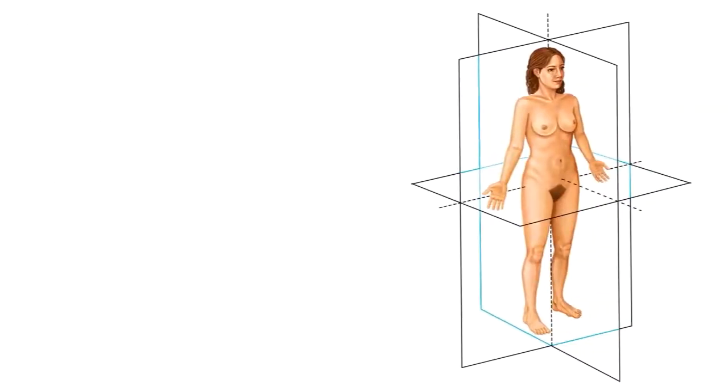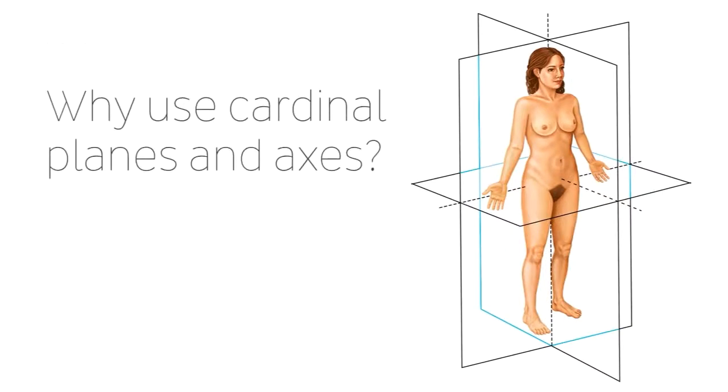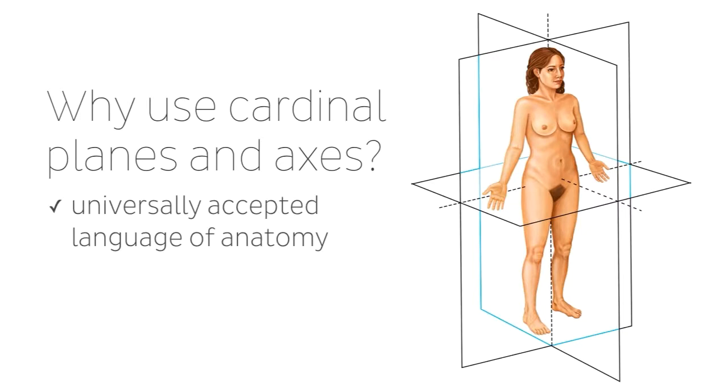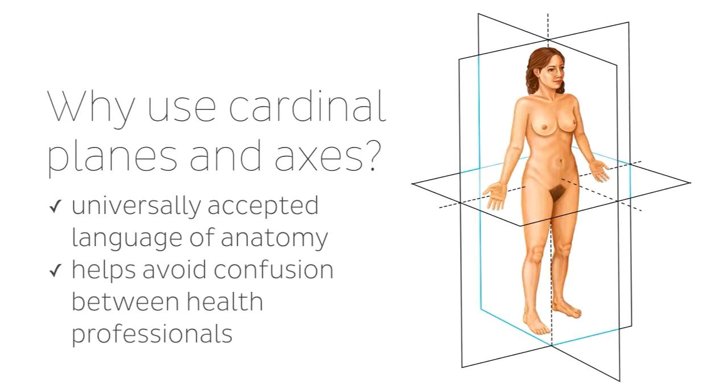So why do we use these cardinal body planes and axes? Well, these terms are part of the universally accepted language of anatomy that is used to describe structures according to their position in the human body. The use of these terms helps to avoid confusion and allows for precise communication between anatomists and health professionals. So now that you know what these planes and axes are and have an understanding as to why they are used in anatomy, let's look at them individually in a bit more detail.